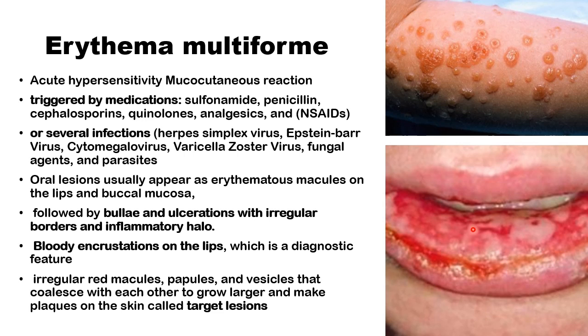Again, they are formed of red erythematous macules, followed by formation of bullae, and these bullae would rupture and form large ulcers. These ulcers may coalesce to form larger scalloped-edged, big ulcers on the lip or the buccal mucosa. The diagnostic feature is blood incrustations over the lips. This is diagnostic.